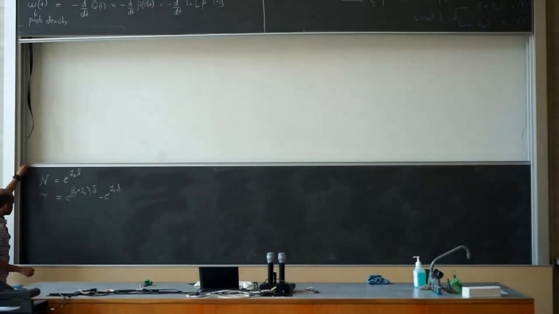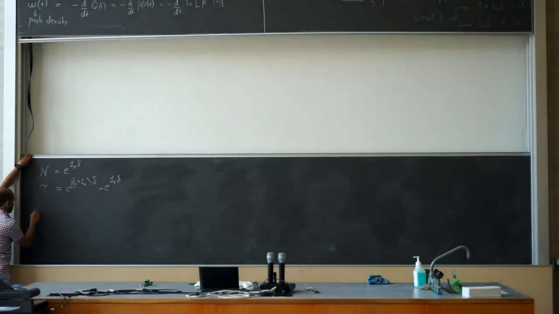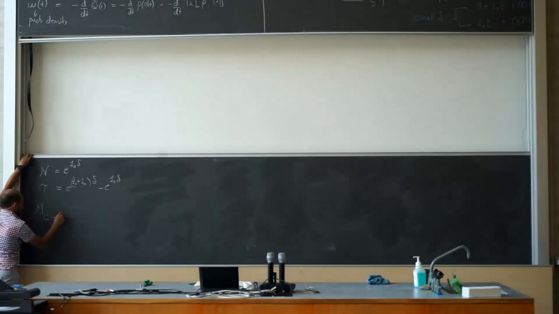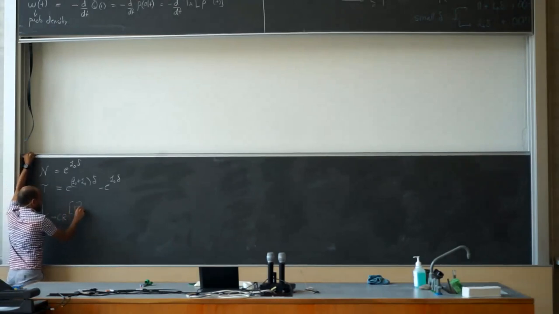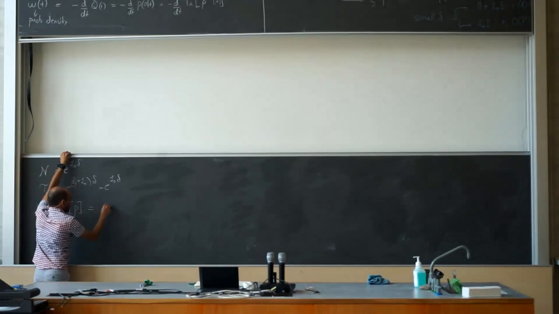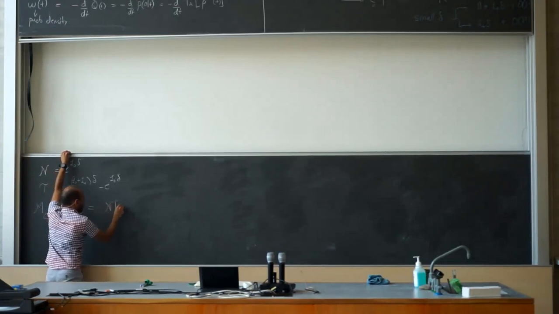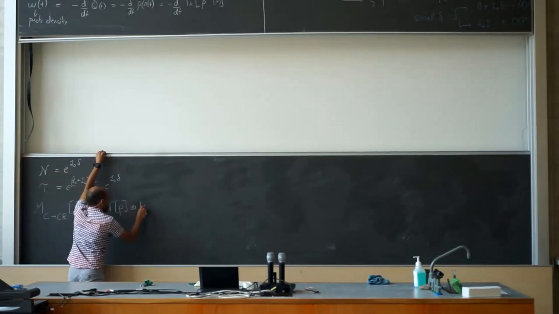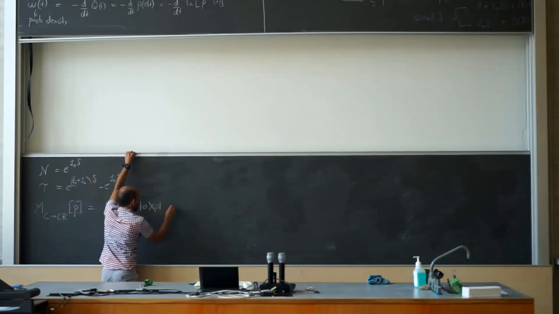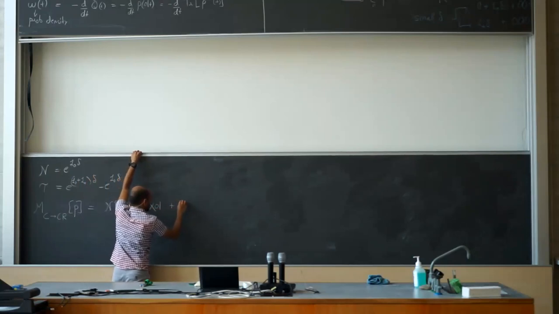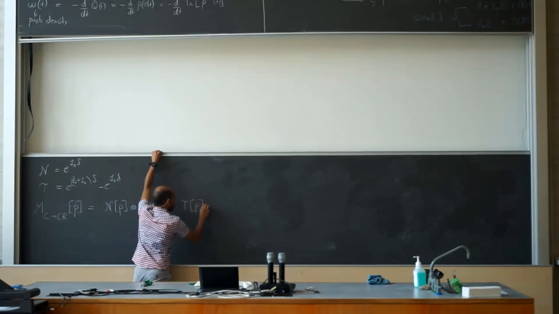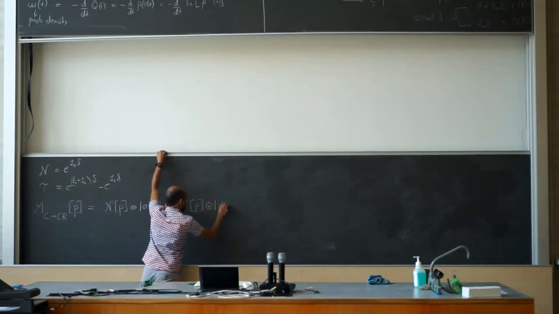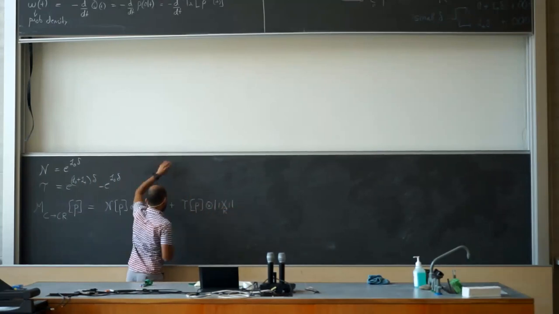And then I'm going to write down a map now, which acts on the clock and takes it to a joint system of clock and register, that acts on any state rho, and it does the following. It does N acting on rho, tensor zero of the register, so the register is just a qubit, plus T acting on rho, tensor one on the register.